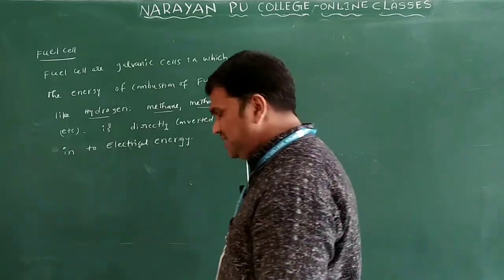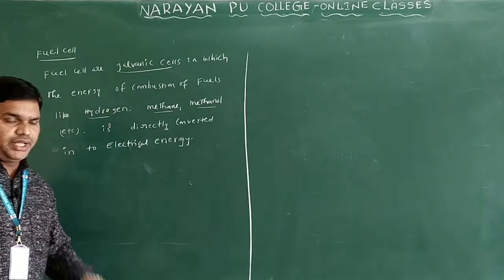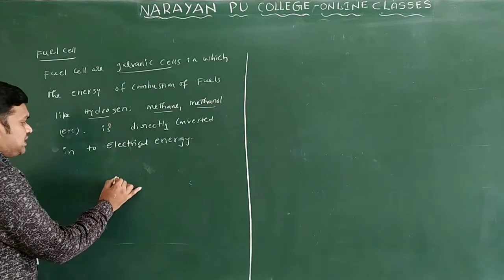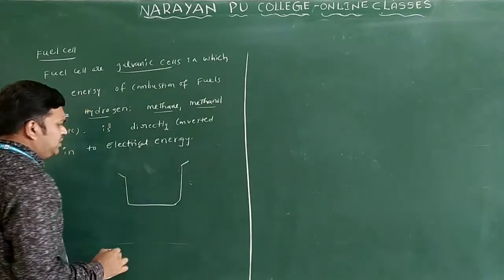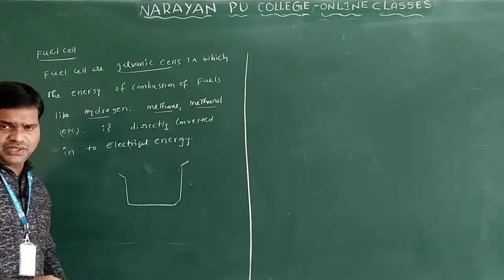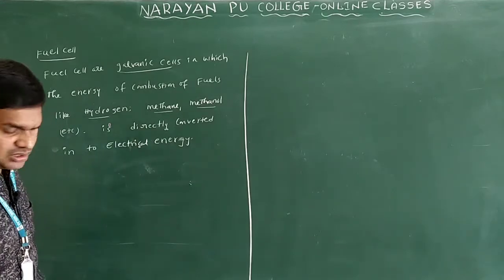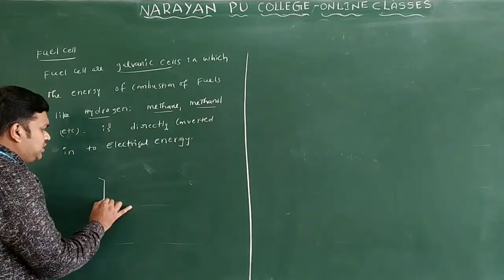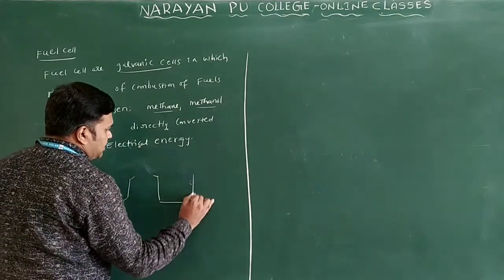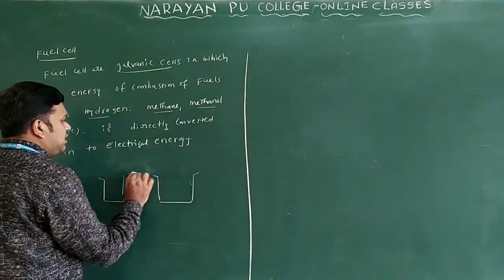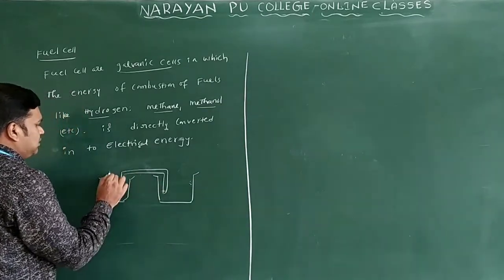Generally, we use galvanic cells, and you know the galvanic cell. We take an oxidation half cell and a reduction half cell, and both are connected with a salt bridge. I am drawing a rough diagram of this galvanic cell, which is an electrochemical cell.